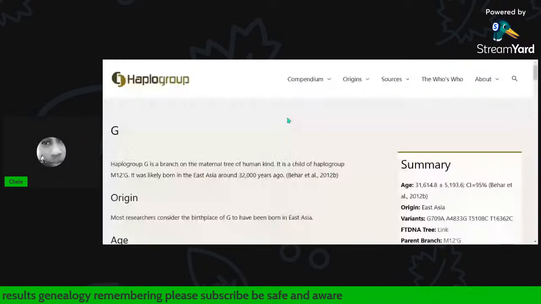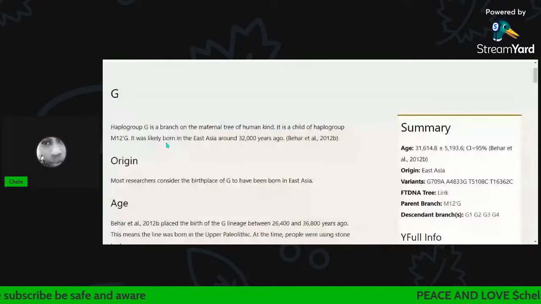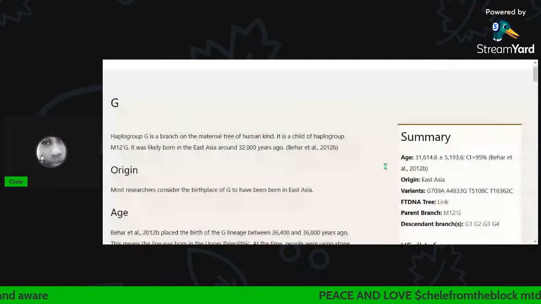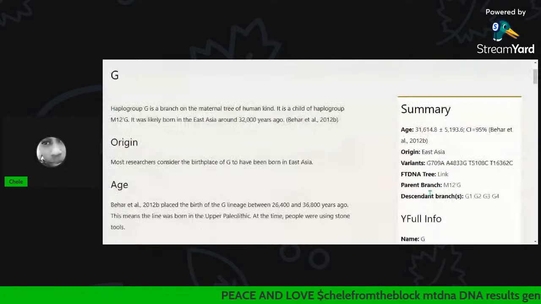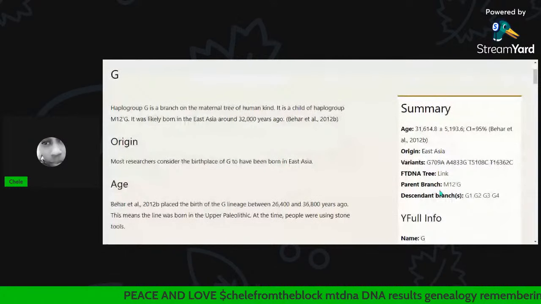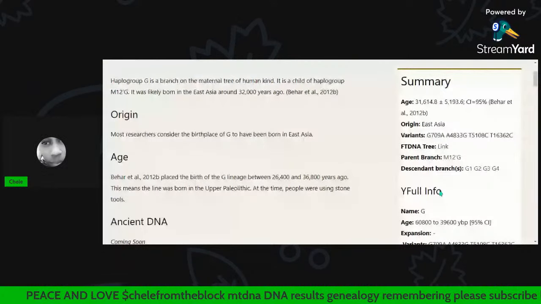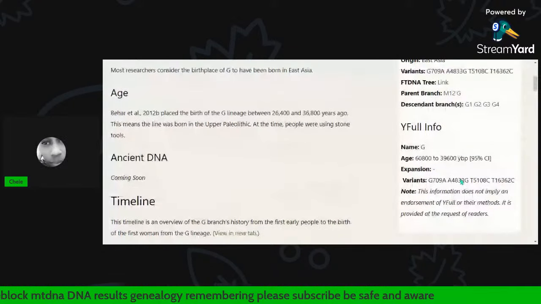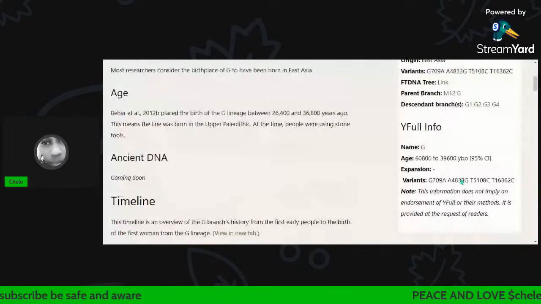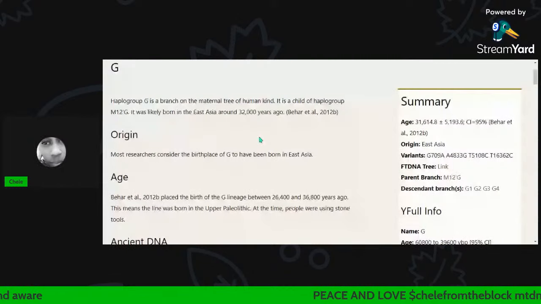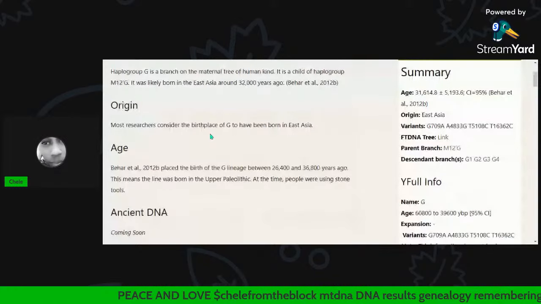Okay. Haplogroup G, origin East Asia, parental branch is M. Okay, yeah, same difference. Look how old that is. Good God, man. Okay. Most likely born in East Asia around 32,000 years ago. Most researchers consider the birthplace of G to have been East Asia. Most, but not all, clearly.